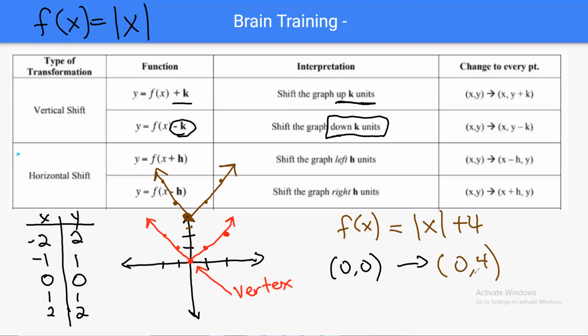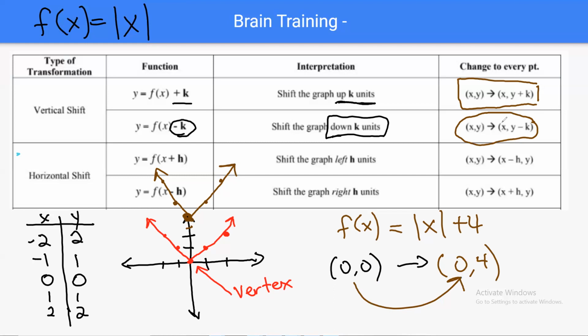So my parent function, I'm just going to take one example, (0, 0), turned into (0, 4), right? What's the change from (0, 0) to (0, 4)? Well, my y value was added by 4, right? I added 4 to my y value, correct? And that's what this does. So if it's a vertical shift up plus 4, that means I'm going to add 4 to my y value. If it's minus 4, I'm going to subtract 4 from my y value.